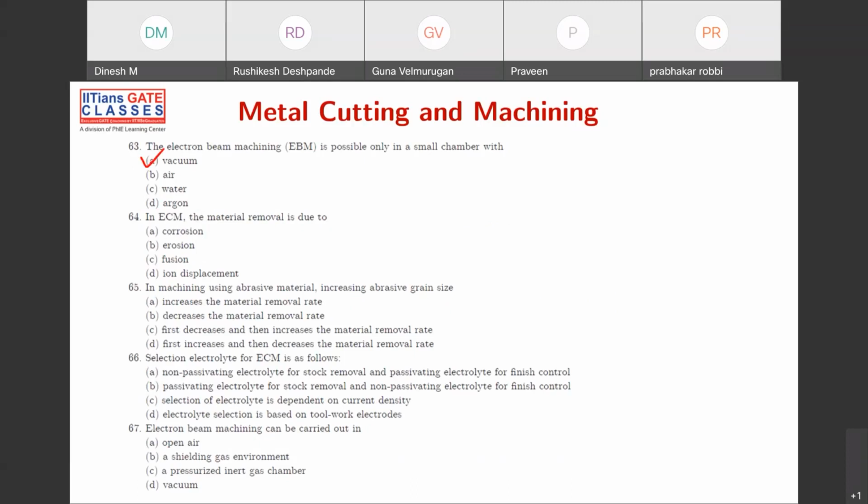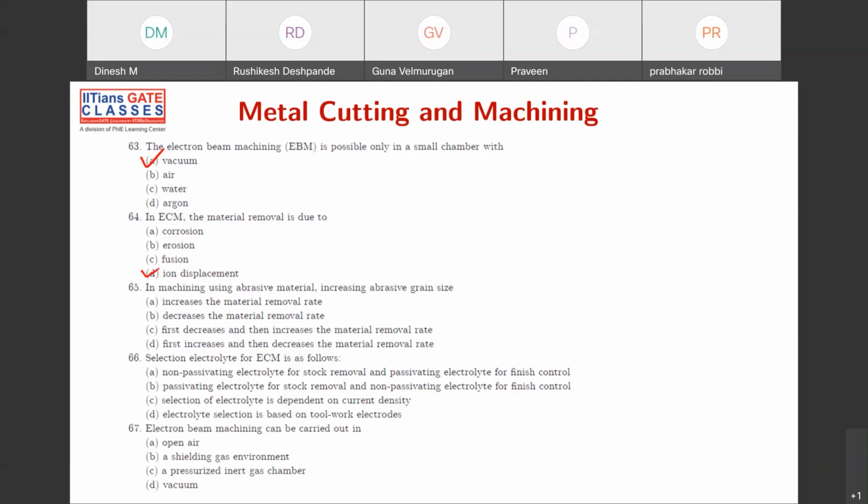What about the next one? 64th one. Obviously, it is because of ion displacement, right? ECM, there is no corrosion, there is no erosion, there is no fusion, only anodic dissolution, that is ion displacement. Okay, today only we have discussed. Okay, you answered the 65th one.